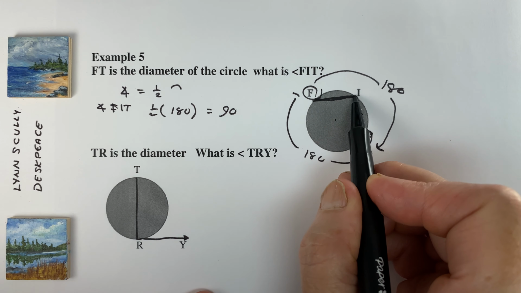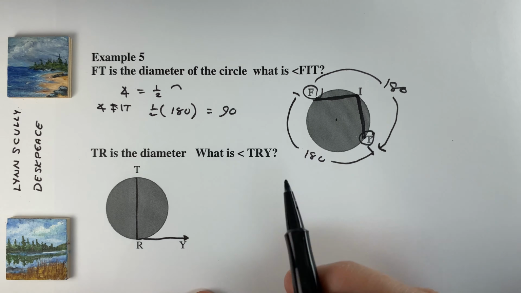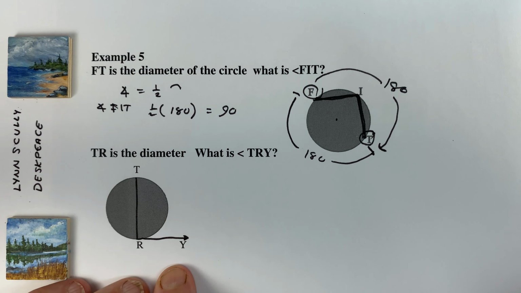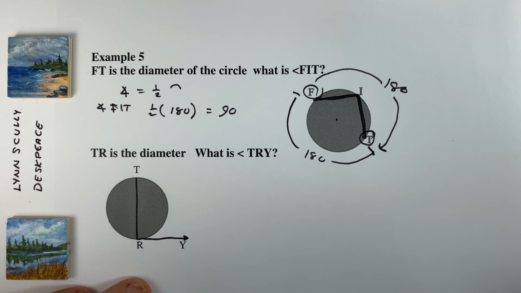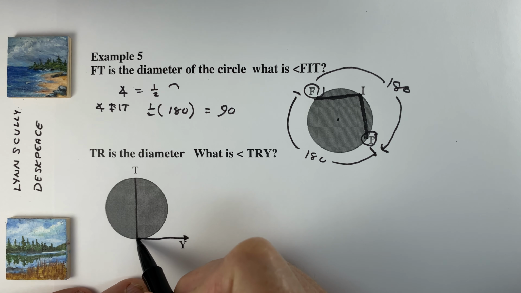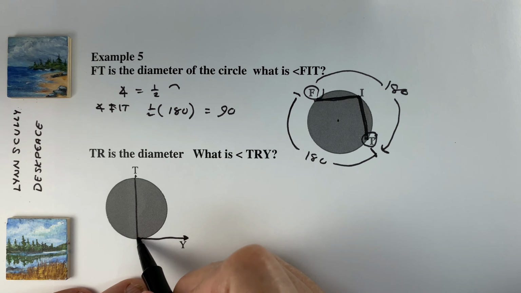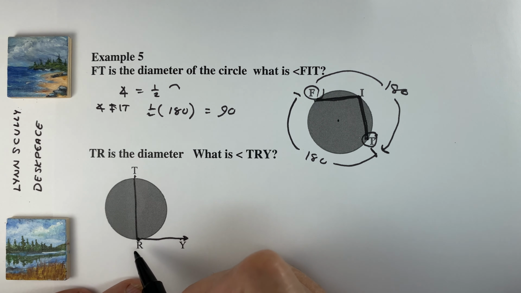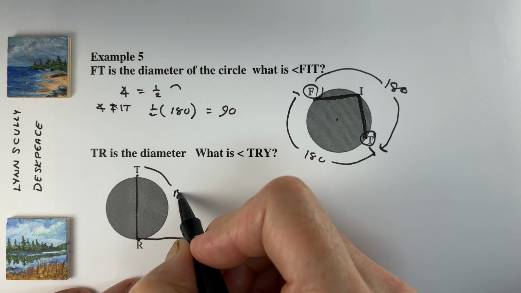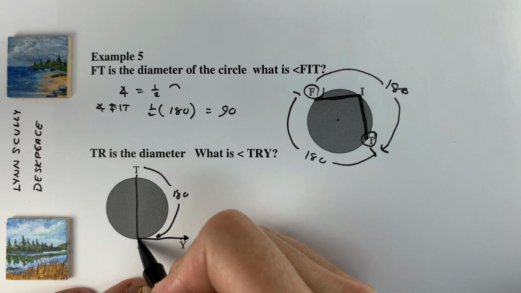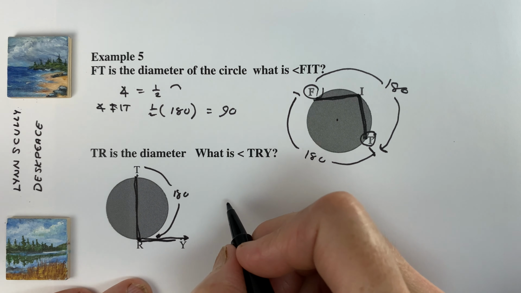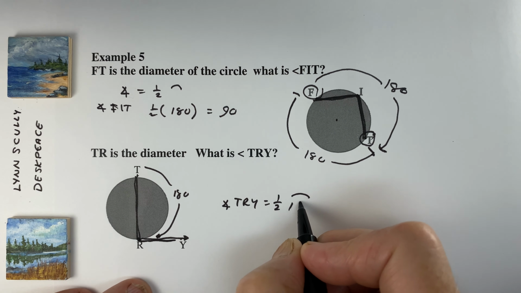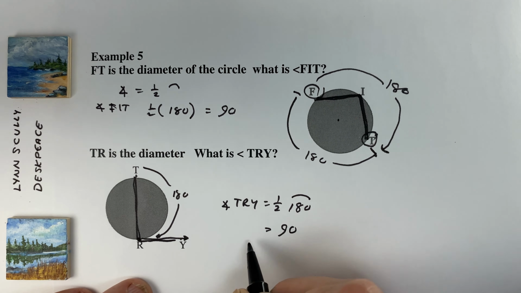It just so happens that every time you have an inscribed angle that opens up to the diameter, you are 90 degrees. And finally, TR is the diameter. What is TRY? So again, I am an inscribed angle. I am on the circumference, and this is going through the center of the circle. So this arc is 180 degrees. Between these lines is opening to 180. So angle TRY is equal to 1/2 of the arc, and I can fill that in as 180. So I'm getting 90 degrees again.